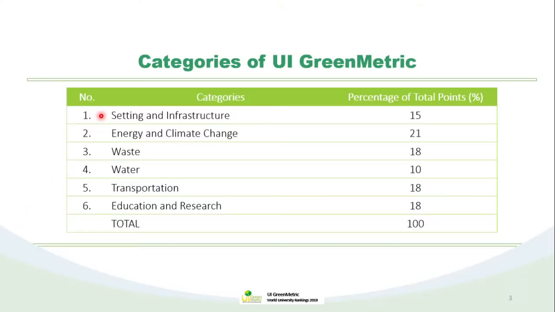These are the 6 categories. The first one is setting and infrastructure, which has 15% of the total points. The second is energy and climate change, which has 21% of the total points. The third is waste, which has 18% of the total points. The fourth is water, which has 10% of the total points. The fifth is transportation, which has 18% of the total points. And the sixth, or the last, is education and research, which has 18% of the total points.